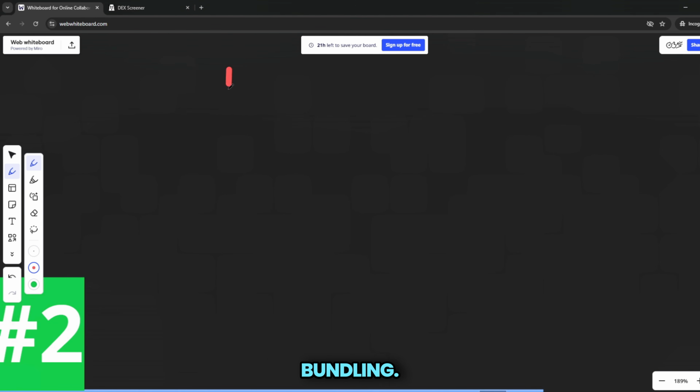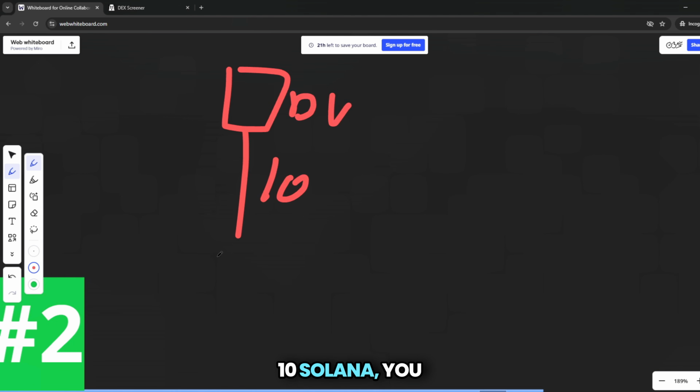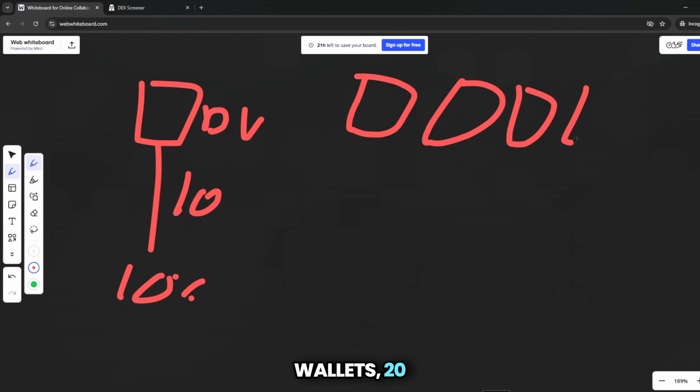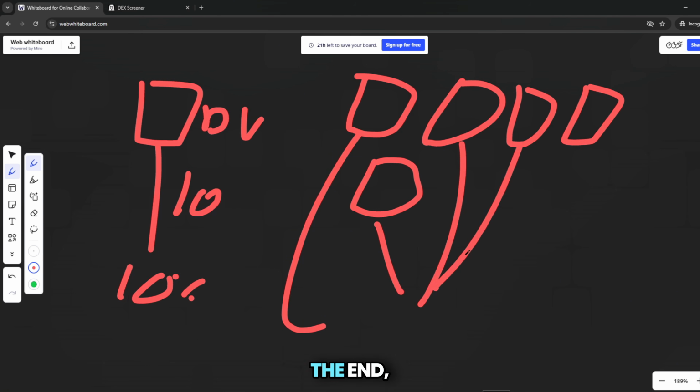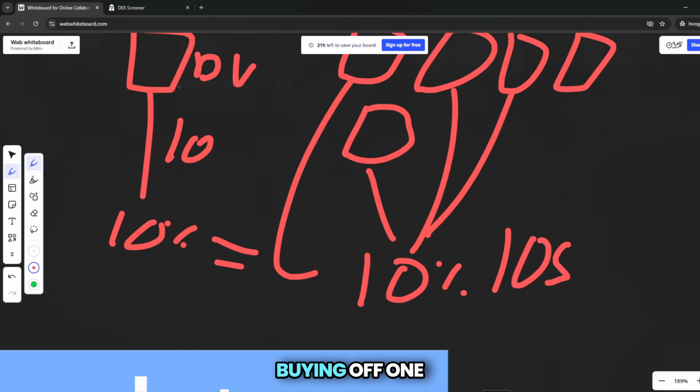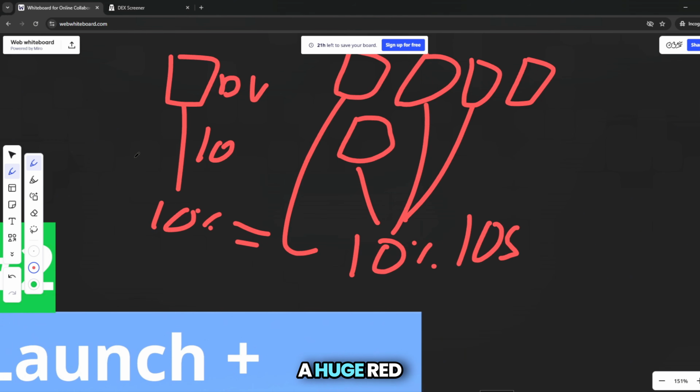Now, to summarize bundling. Instead of buying from one single dev wallet, let's say you buy 10 Solana, you hold 10% of supply, you split this up across 10 different wallets, 20 different wallets, 50 different wallets, and they all buy your token. Now, in the end, you're still holding 10% of supply, you've still spent 10 Solana in these buys. It's the exact same as buying off one wallet, but instead of a huge red flag, this is a green flag. If you do this well, you can hold 50% of a coin.